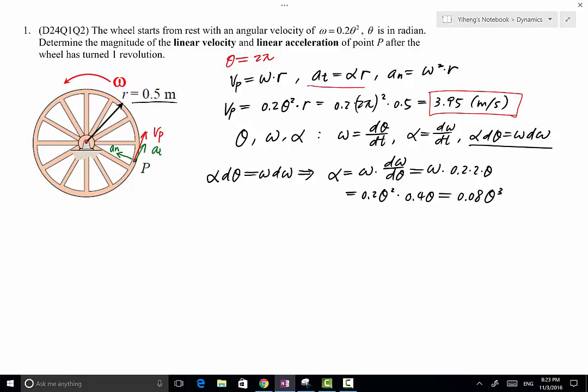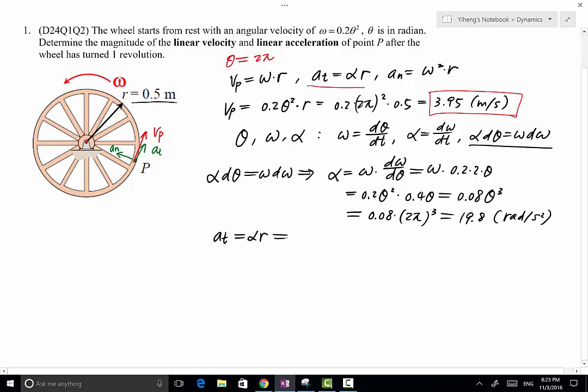Therefore, now we can evaluate alpha. At this point, theta equals 2 pi. Therefore, this is 0.08 times 2 pi raised to the third power, and that equals 19.8 in the unit of radians per second squared. That's the unit for angular acceleration. So now we can evaluate AT. AT equals alpha r, and that equals 19.8 times 0.5, therefore 9.9, which has a unit of meters per second squared.